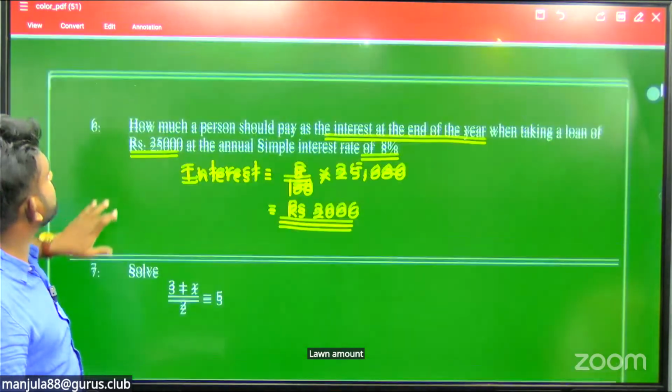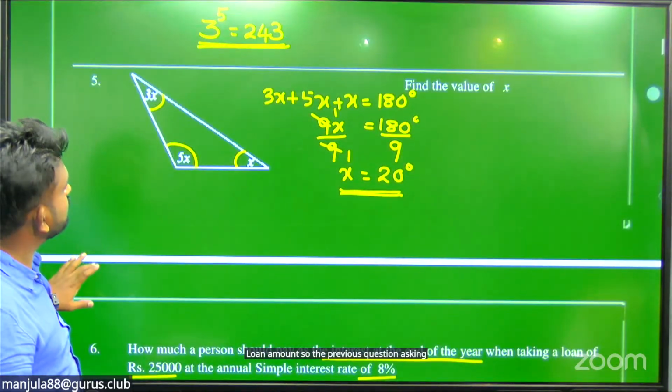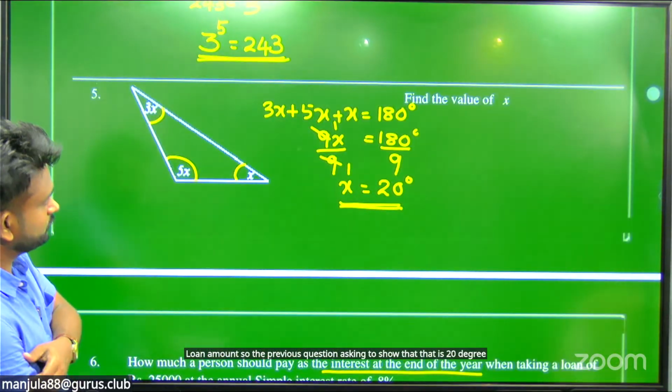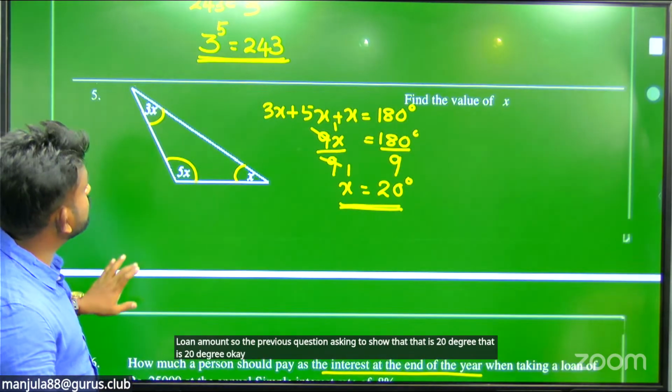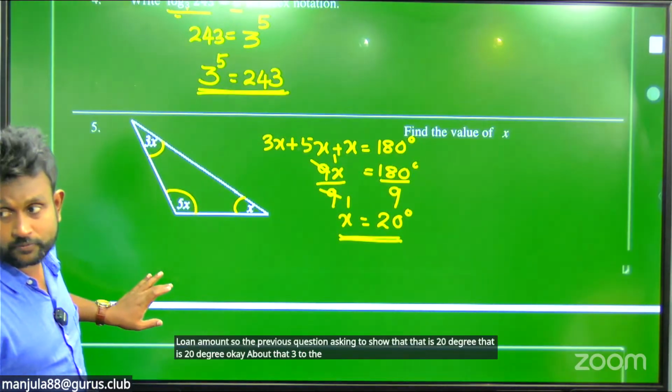So the previous question was asking to show that it is 20 degrees. That is 20 degrees, okay? Above that, 3 to the power 5 equals 243.